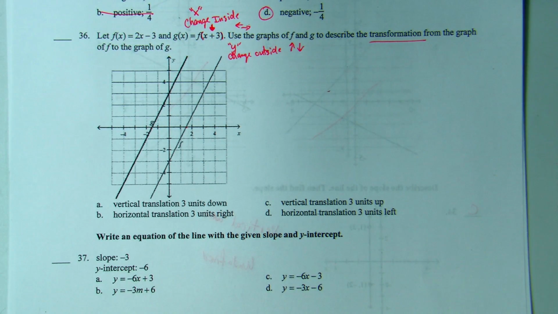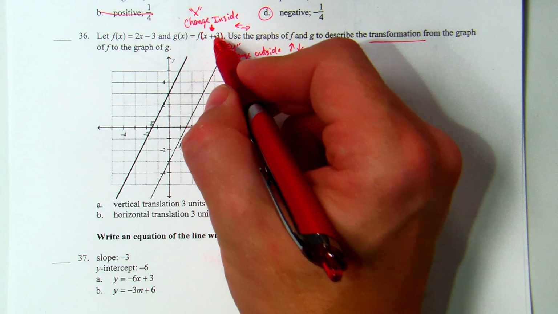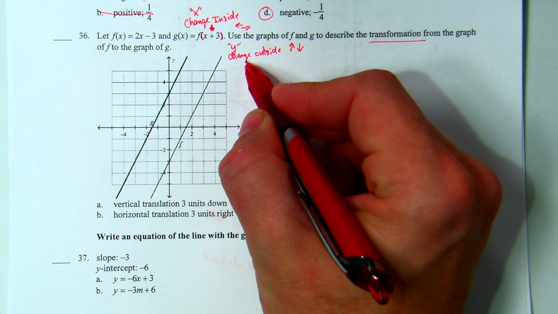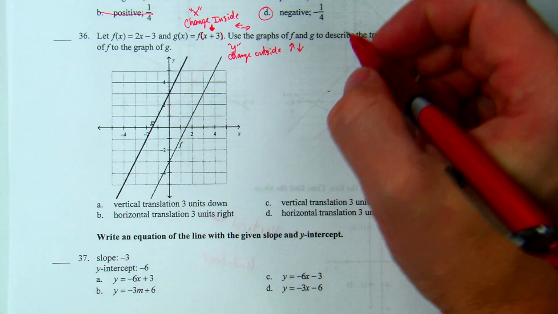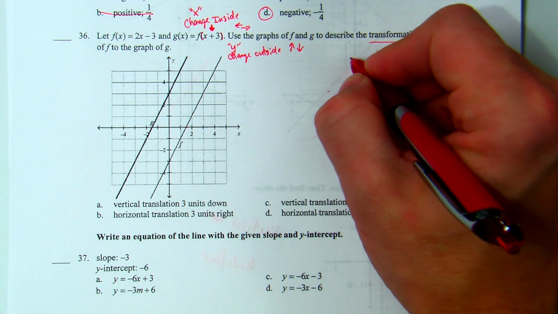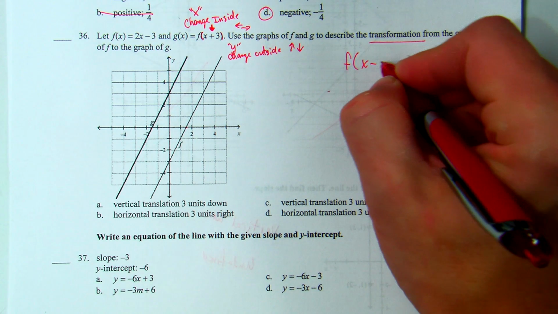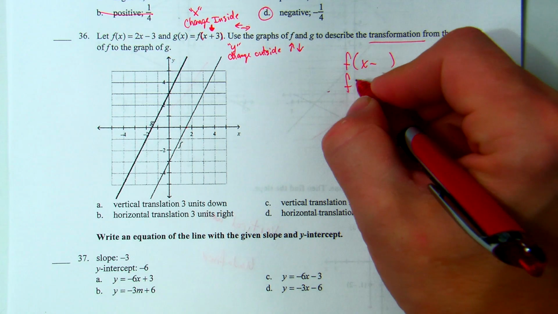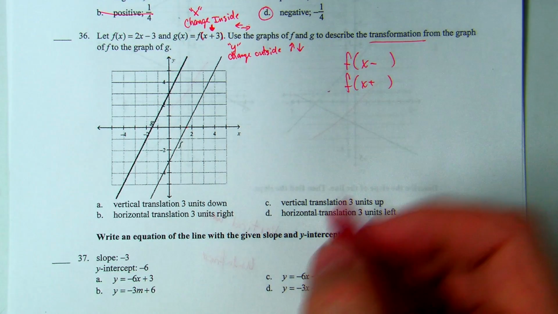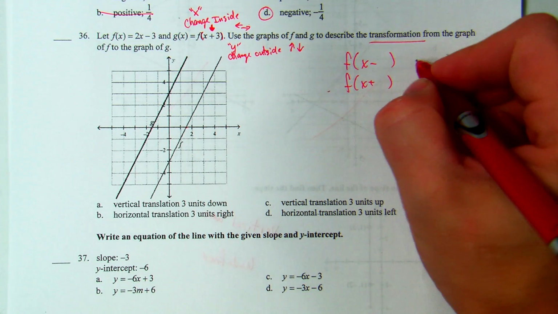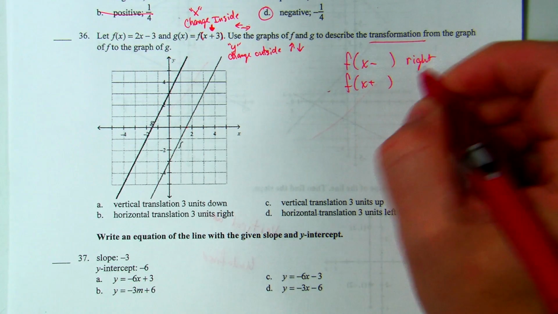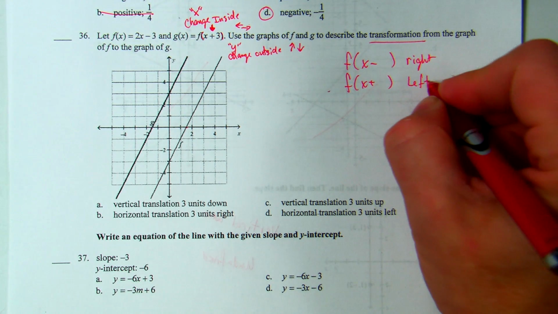Okay, so we're going to move left to right, horizontal, if it's inside. If it's on the outside, we're going to move up or down. Okay, and then remember this. If it's f of x minus or f of x plus, these are going to go certain directions. If it's minus, it's moving to the right. If it's plus, it moves to the left.